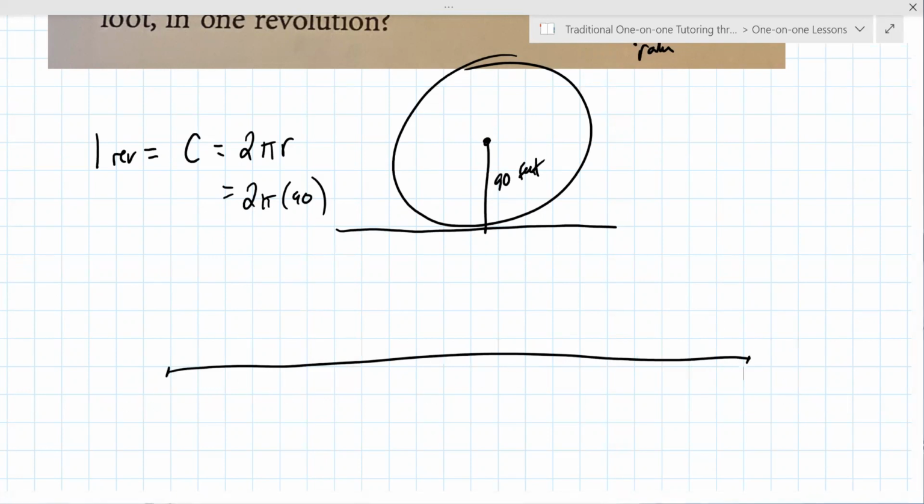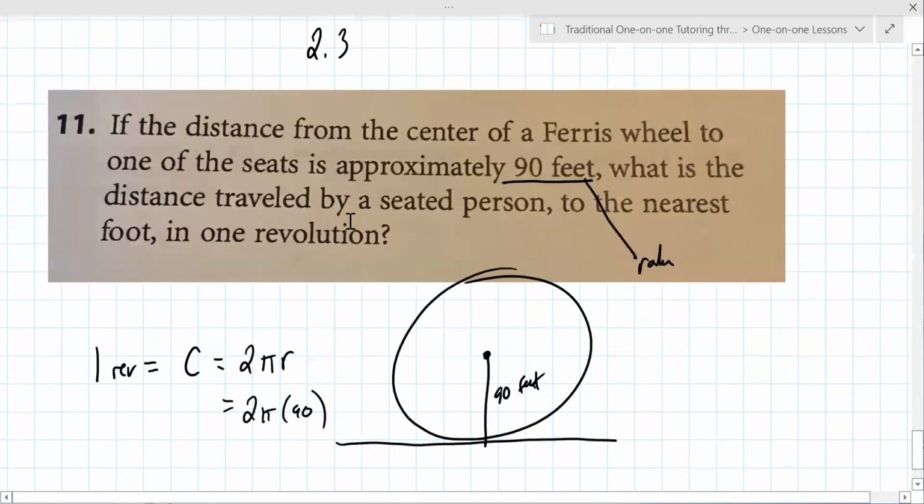Still not making any sense. Okay, well, sorry, I was just listening. It's okay. So it's 2 pi times 90. It's 180 pi, but then it's feet. The pi is not a unit. Pi is a number.